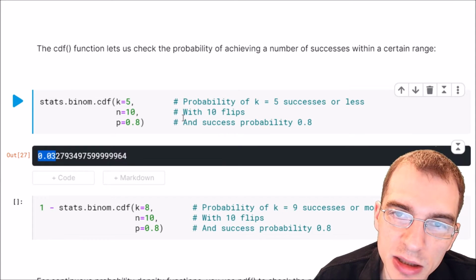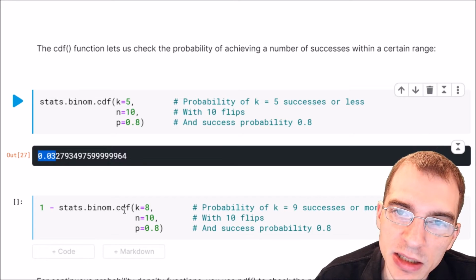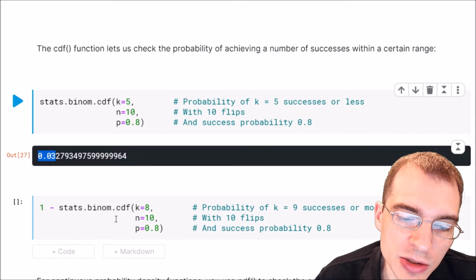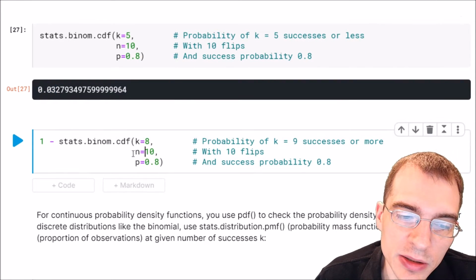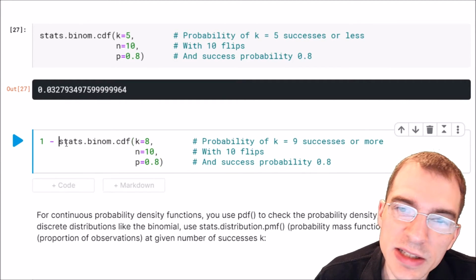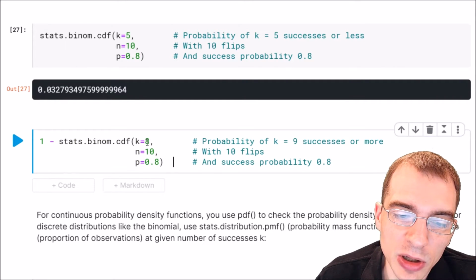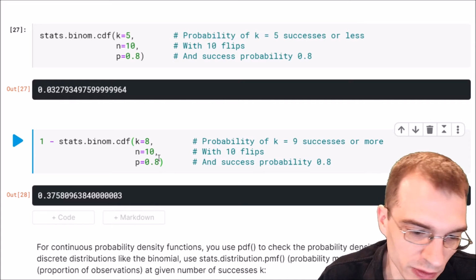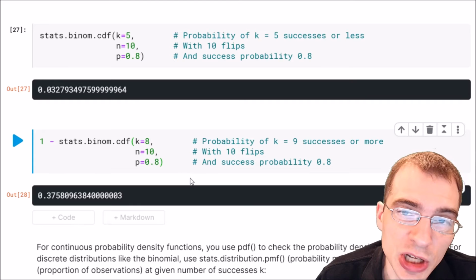We could also check the probability of getting more than a certain value by using .cdf and just subtracting the value from 1. So if we wanted to, say, see the probability of getting 9 successes or more, we could check the probability of getting 8 successes or less. That's what this is doing. So k equals 8, the same parameters. And we just take that value and subtract it from 1. So that's essentially just saying get us the other side of the distribution. So instead of saying what's 8 and below, we're ending up with what's 9 and above. We can see we actually have about a 37.5% chance of hitting 9 or 10 free throws.